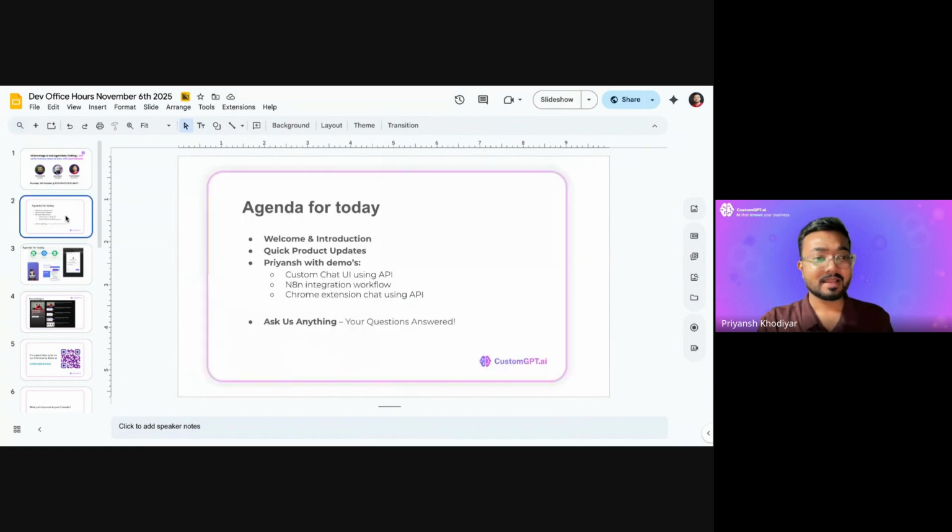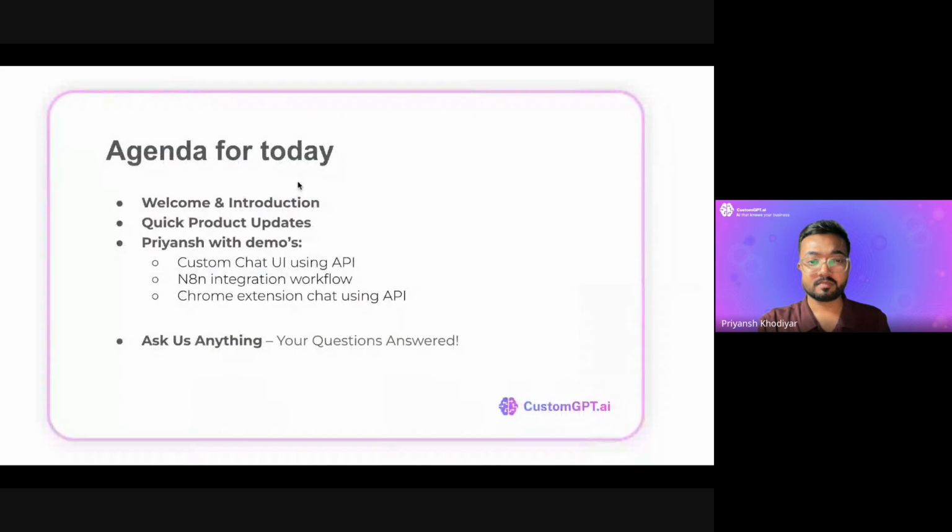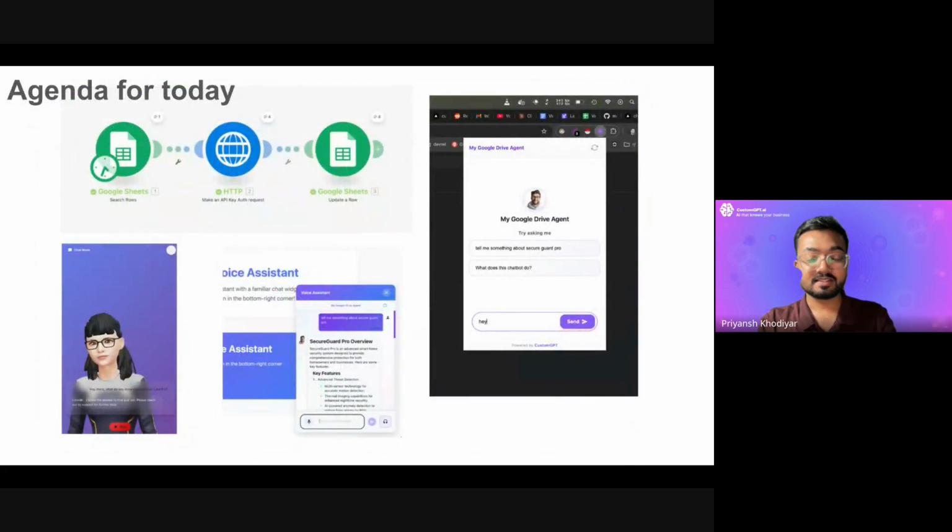And the agenda: a quick intro, what we were up to in the past 2 weeks, and then I'll demo a few things: custom UI, n8n, and a Chrome extension. So yeah, this is the image we used to send out emails, just to get you guys curious about it.